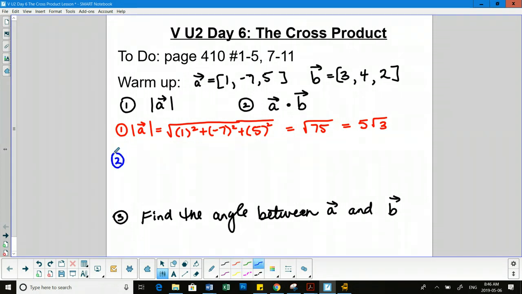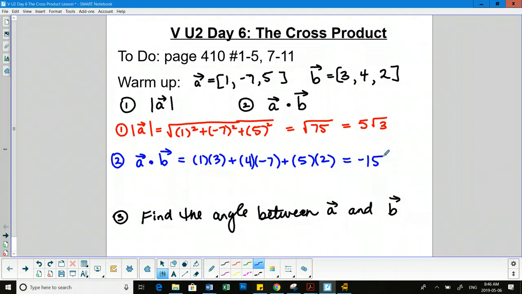Number 2, A dot B. Can somebody tell me how we do A dot B with three-space Cartesian vectors? We do all three components. Okay, so we'll do the multiple of the x components plus the multiple of the y components plus the multiple of the z components. And it looks like here we get negative 28 plus 10, negative 18, yeah, negative 15. Perfect.